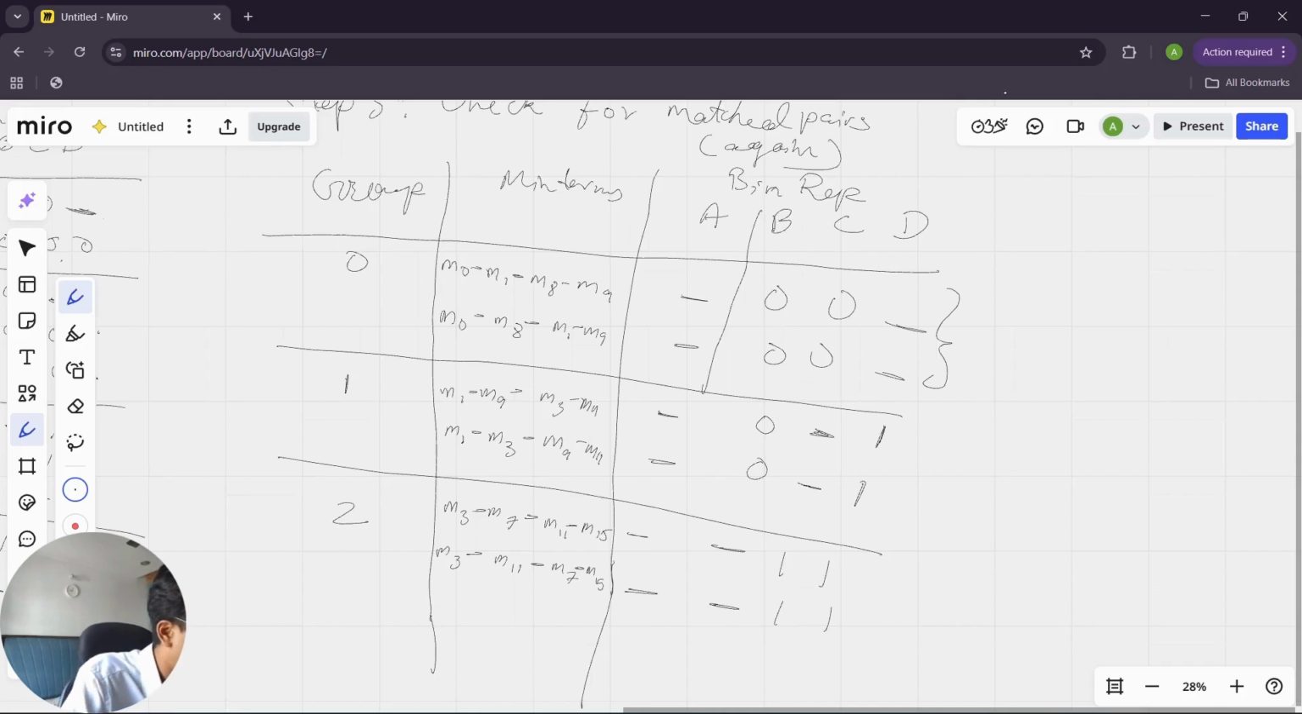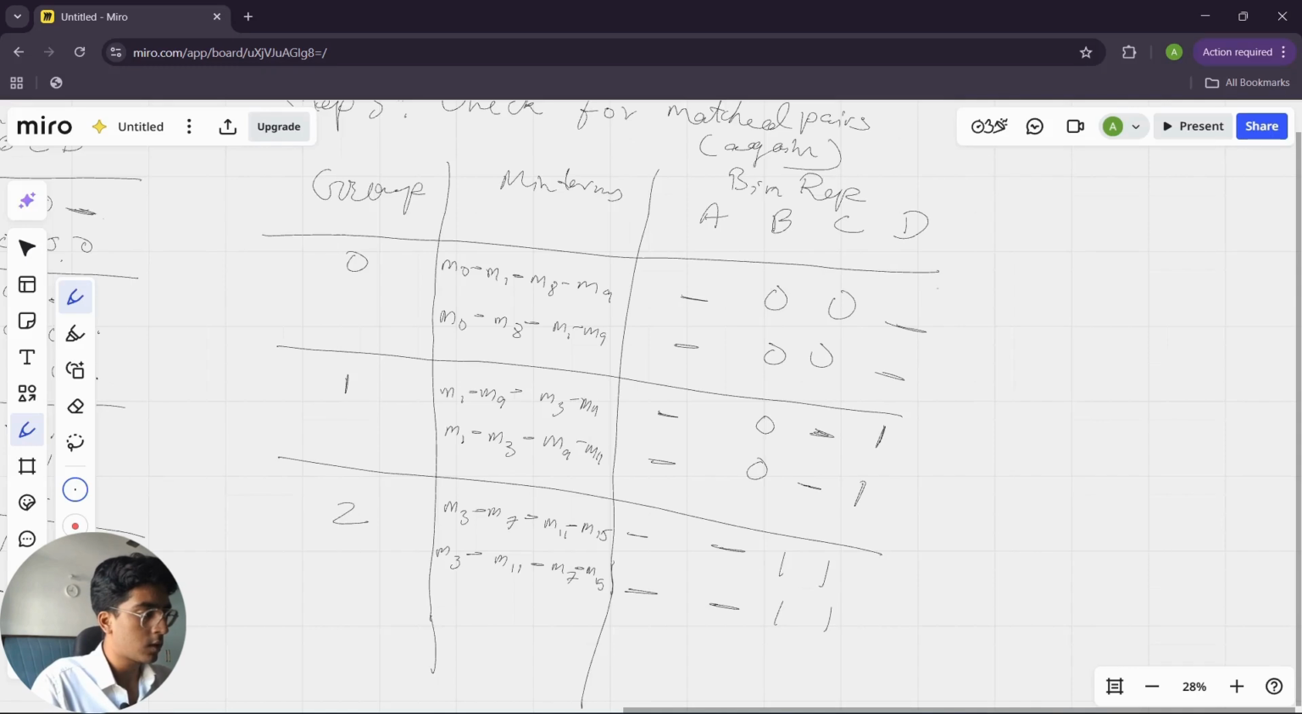These are the columns. Under B we have zeros, and under C we have zeros as well. Now we'll see how we will represent them. We had to minimize them. Let's see how we can do that.